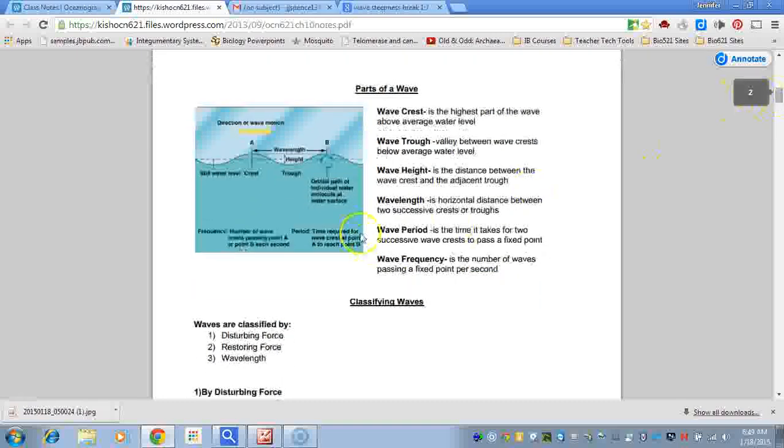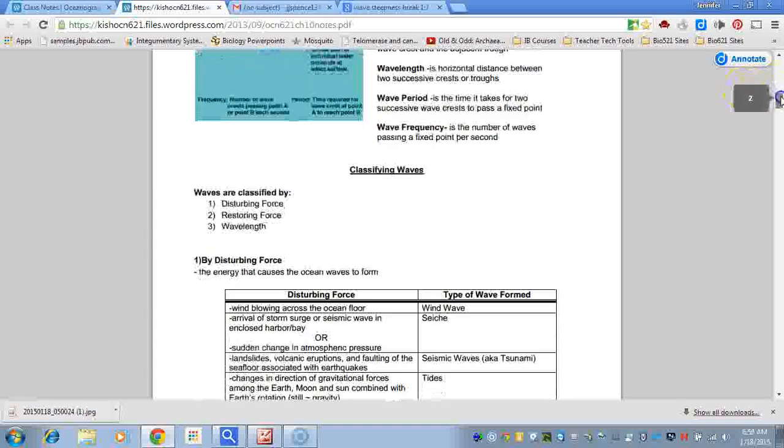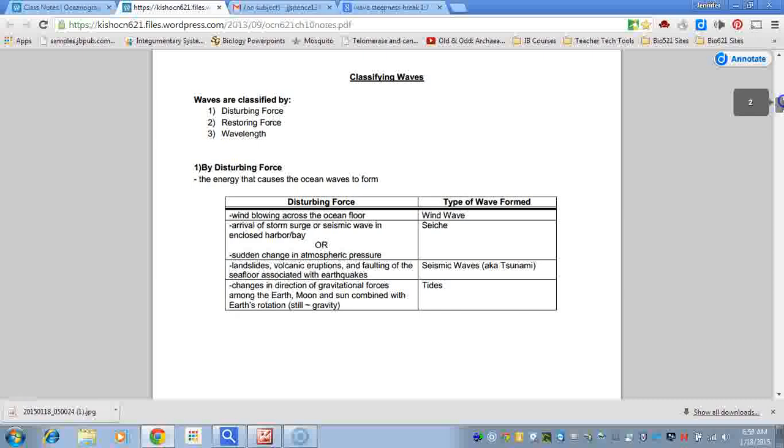So period is how much time it takes for two crests to pass me. Okay, if I'm starting here and I started the first crest, for the next one to get past me, so basically the amount of time it takes for it to travel a wavelength. The wave frequency is how many can pass me in a second. So that's just to help if you haven't covered that material before.